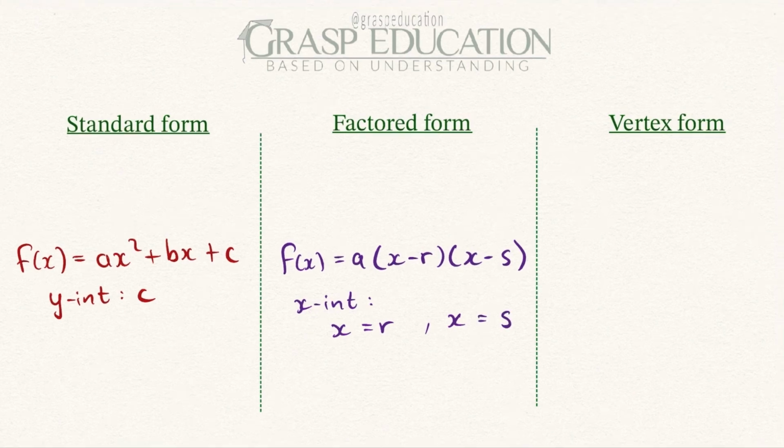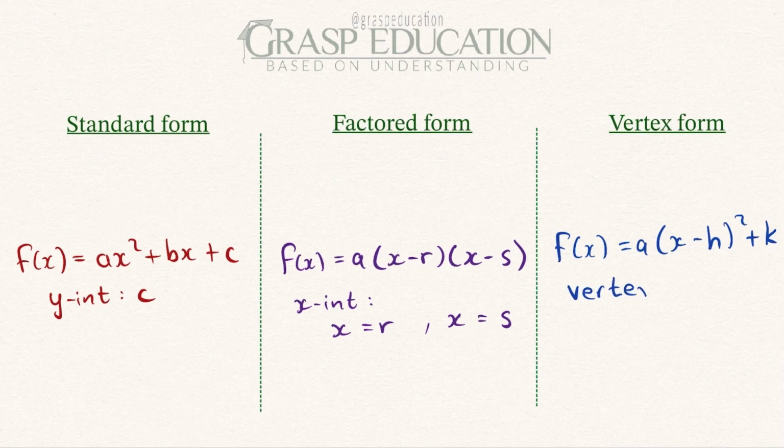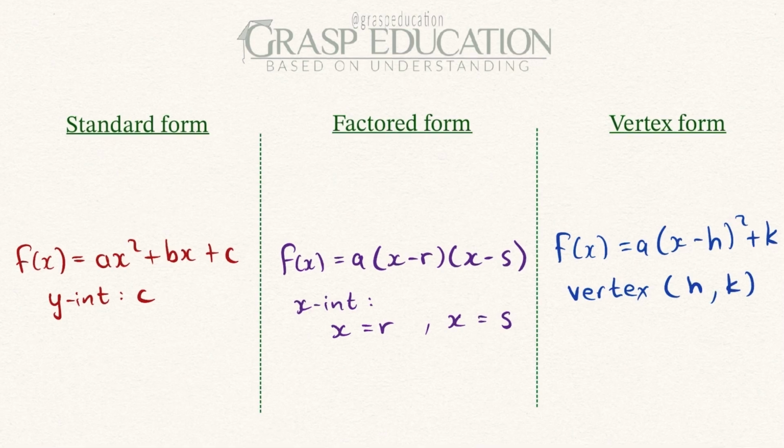Finally, my last form is the vertex form, and the vertex form is represented by a(x - h)² + k, where the vertex will be the point with x value h and y value k. I will do a few examples about how to get these values and what they mean in more detail, but for now, let's try and understand how I get from one form to another.